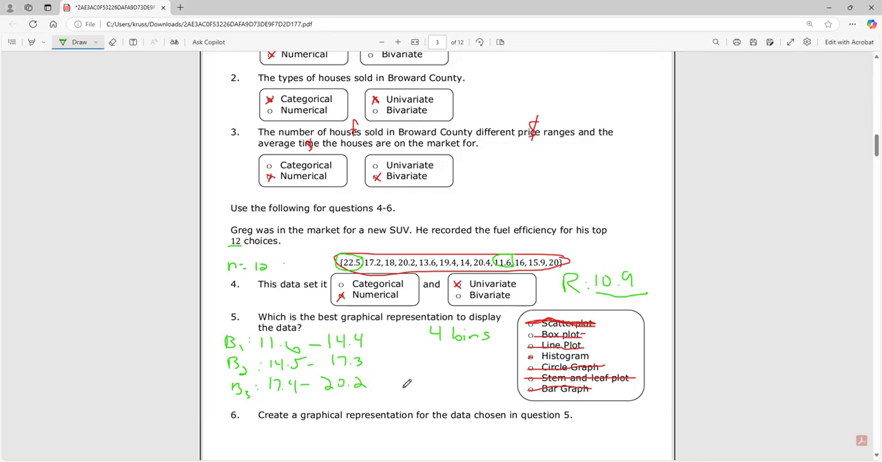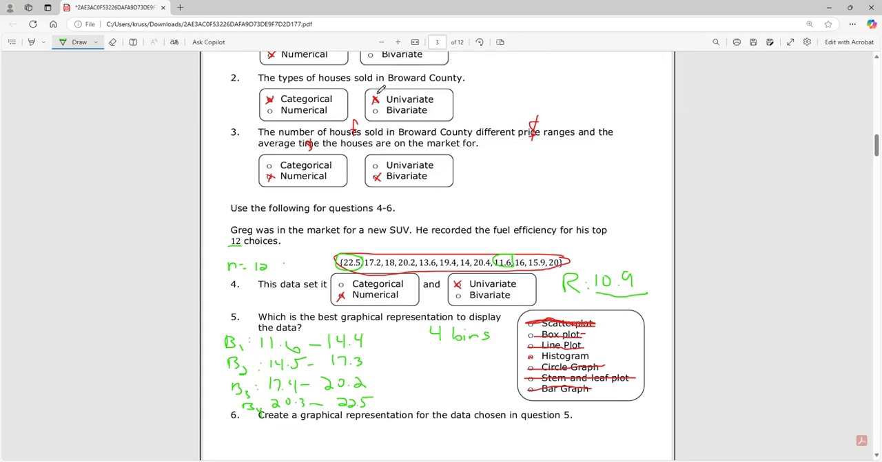20.2, and then we'll do 20.3 all the way to 22, to our maximum, 22.5. And that'll cover everything.